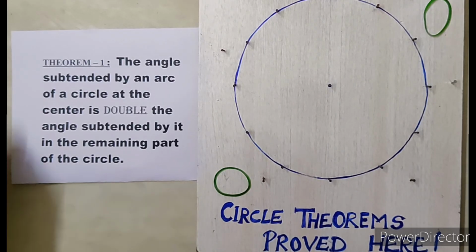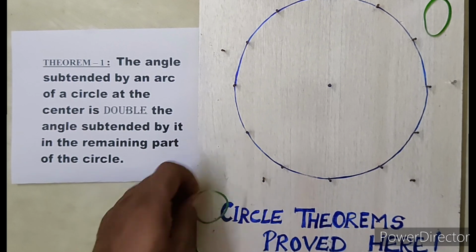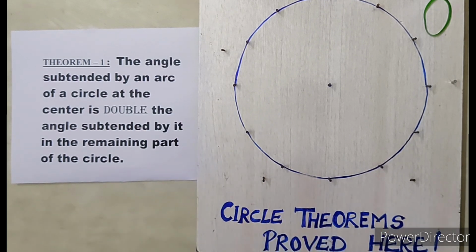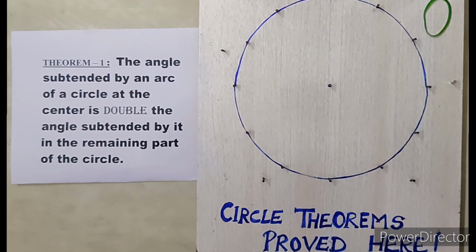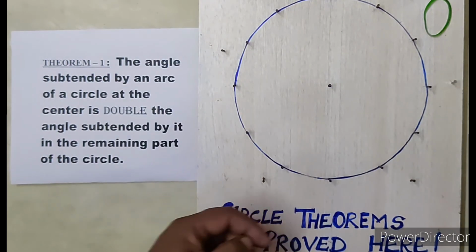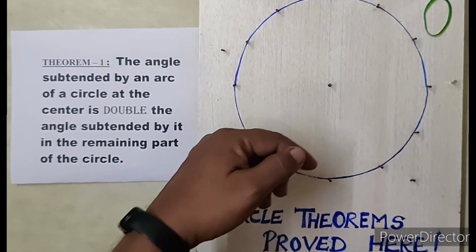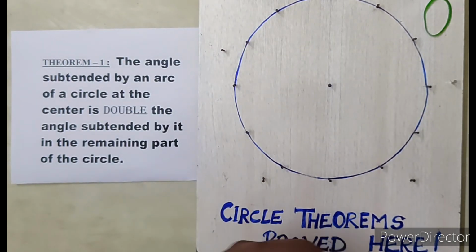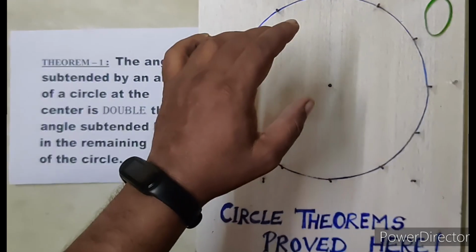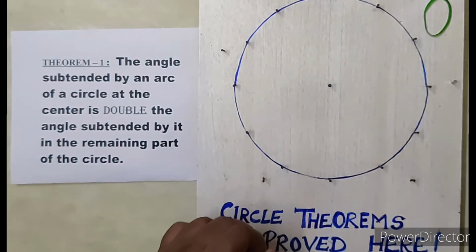Hello students, today I will be teaching you how to verify the theorems of circles of class 10 in an experimental way. So I've got a model made where I've drawn a circle and put nails around it so that different properties of the circles can be shown, and we will see the theorems one by one.